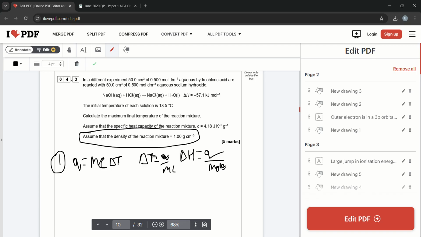Now it is 5 marks, so it's not going to be as simple as substituting a value in. You should know that by now. If it's 1 mark, 2 marks, even 3, maybe just change a couple of tricky units. But if it's 5 marks, it's not going to be that simple. So what do we know? Well, we know the initial temperature of each solution is this. And we also know the density of the reaction mixture is 1 gram per cubic centimeter.